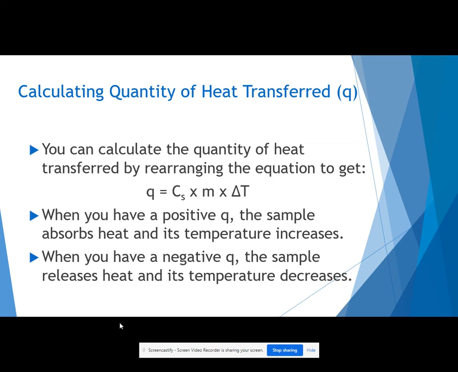Another way that you can rearrange that equation is you can rearrange it by saying Q, which is your heat, equals your specific heat times mass times your change in temp. Whenever you have a positive Q, that means that it has absorbed energy or absorbed heat and your temperature has increased. Whenever you have a negative Q, it means you have somehow released heat and the temperature goes down, it gets colder.